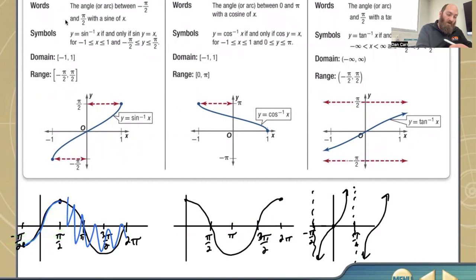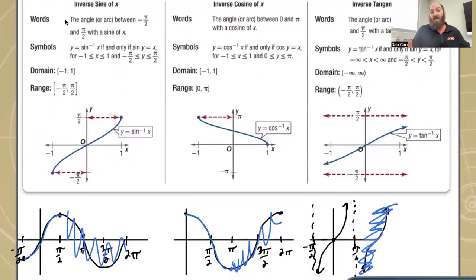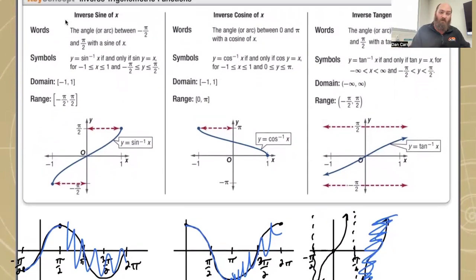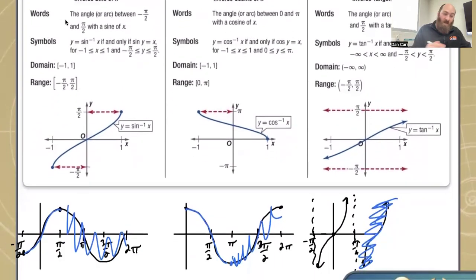Same idea with cosine. If I cut it off here and get rid of all of this and just focus on this section, that also has an inverse. And with tangent, if I just focus on one of these cycles, one complete period, this right here has an inverse. So I'm ignoring all these other parts of the original sine, cosine, and tangent functions and just focusing on what does have an inverse if I restrict the domain. So that's why I get some of these characteristics.